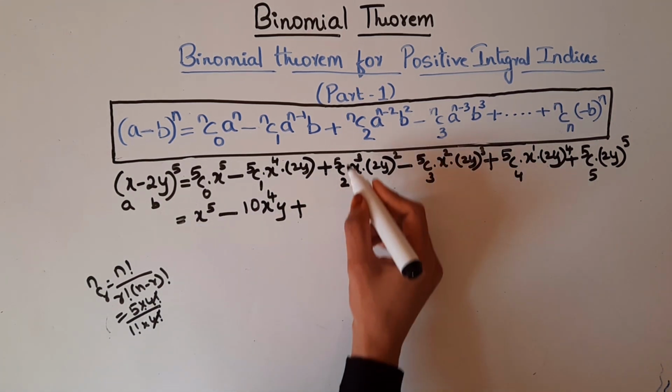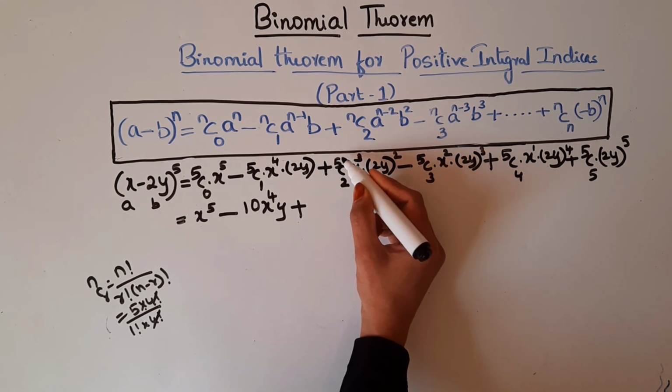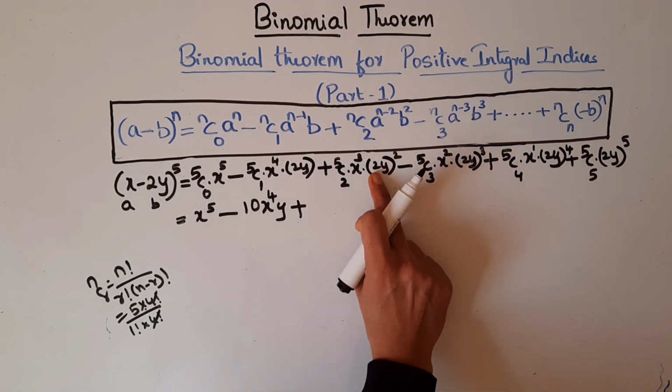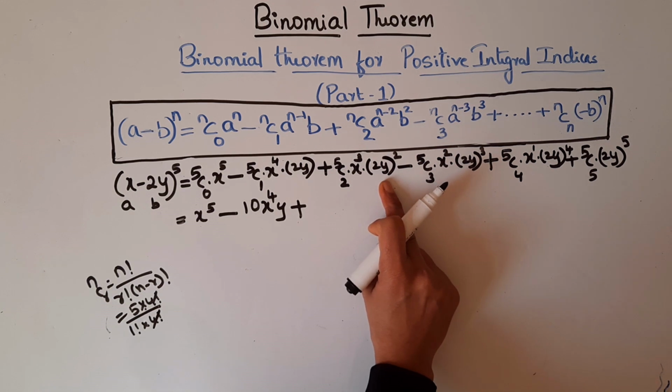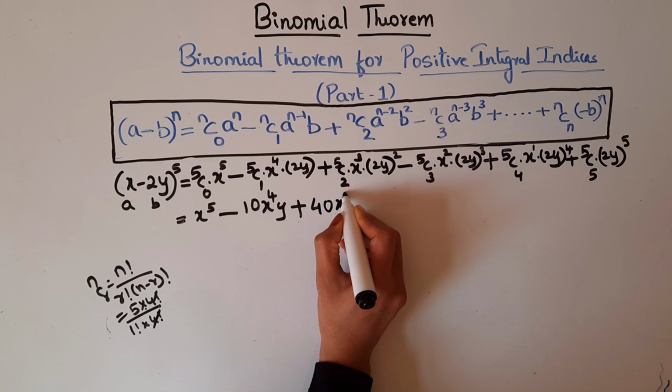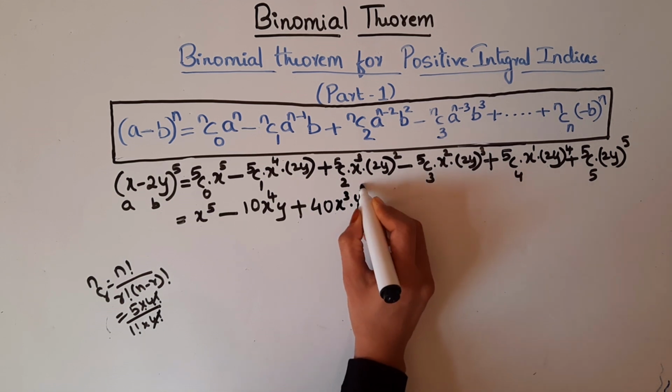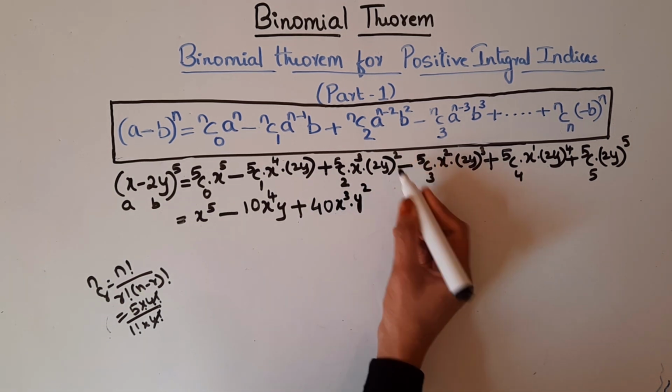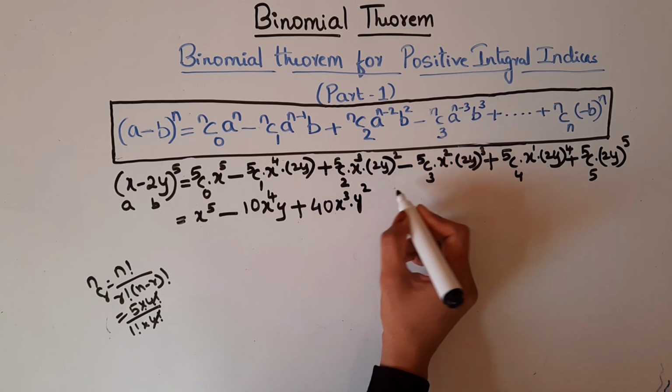Plus, so here you will calculate what is 5c2. That value you will multiply with 2 square, that is 4. So when you do so, you will get 40x cube into y square, right? The square is for 2 and y as well.